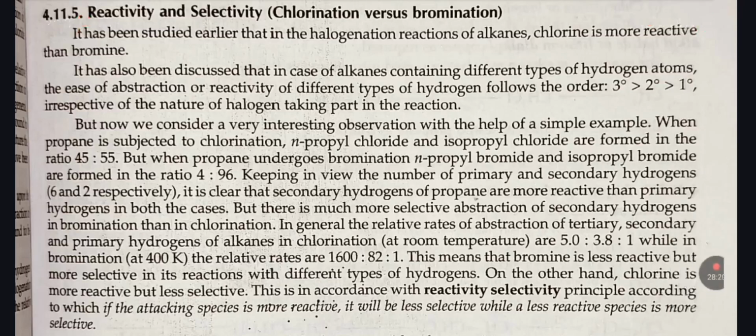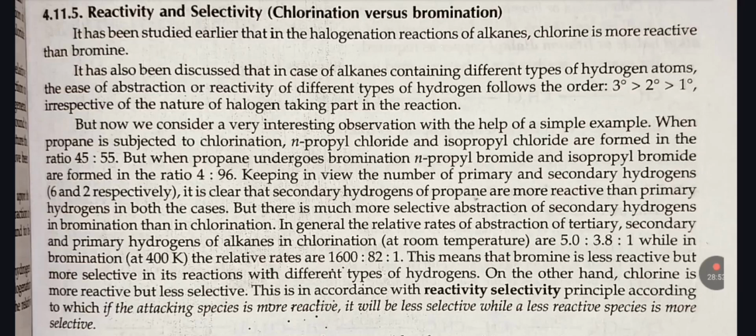It has been studied earlier that in the halogenation reaction of alkane, chlorine is more reactive than bromine. It has been discussed that in case of alkane containing different types of hydrogen atoms, the ease of abstraction or reactivity of different types of hydrogen follows the order tertiary, secondary, primary, irrespective of the nature of halogen taking part in the reaction. But now we consider a very interesting observation with the help of a simple example.